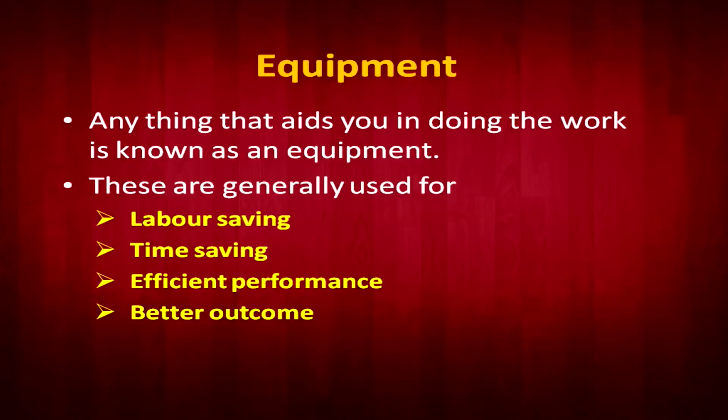Here we are seeing the equipment. Anything that is aiding the work to do any kind of activity is equipment, generally used for labor saving, time saving, with efficient performance and better outcome of the activity. Am I right, madam? Yes, absolutely, because equipment is the combination of all the things we have just discussed, like tool, device, appliance, instrument. Anything that helps us in doing a particular activity comes under the umbrella name equipment.